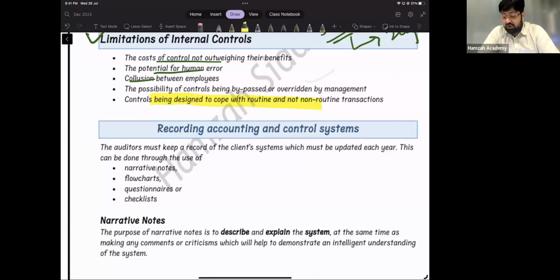This is something non-routine. Now, how to deal with it? You do not know, because controls are not placed to control the bypass. What to do with it?